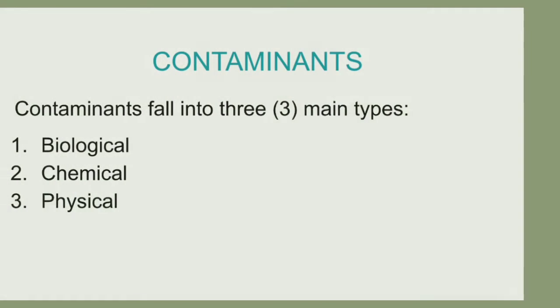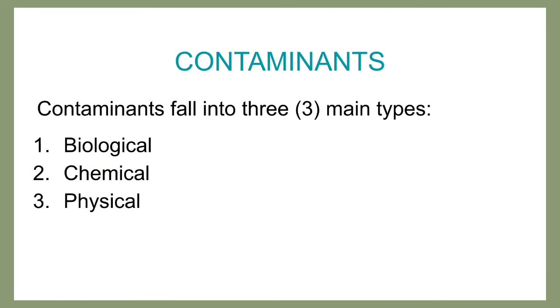Let's move on to contaminants. Now, the contaminant would be any substance which makes the food unsafe for us to consume. And these fall into 3 main types. So the first one is biological, the second one being chemical, and the third one being physical contaminants.